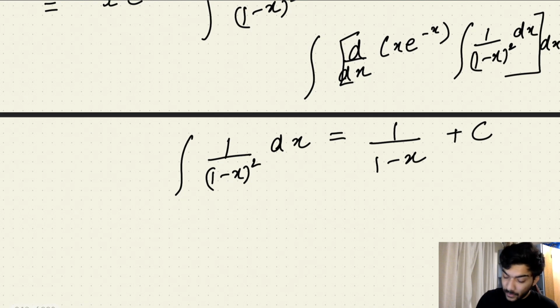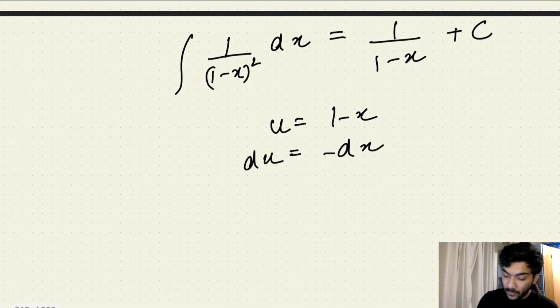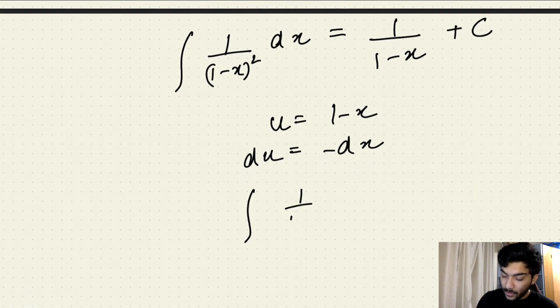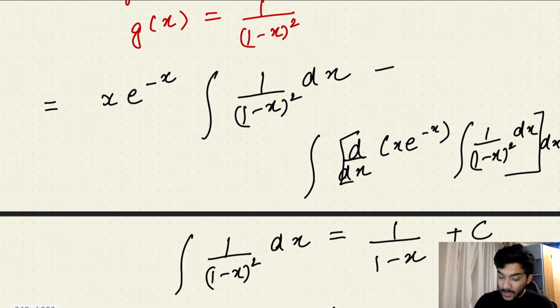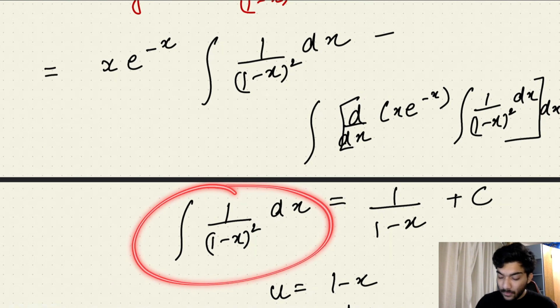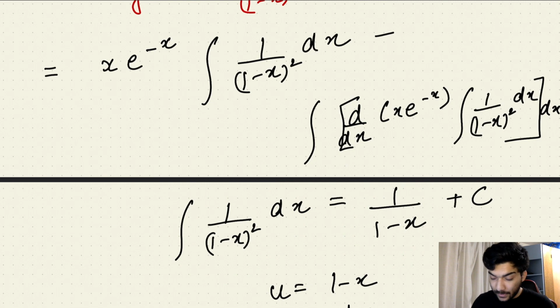You can assume your u function to be 1 minus x, and then your du will become minus dx, and this expression over here will just become 1 upon u square minus du, and then you can use the power rule of integration in order to simplify this indefinite integral over here, right? But the basic idea is integral of 1 upon (1 minus x) whole square dx is 1 upon 1 minus x in this case.